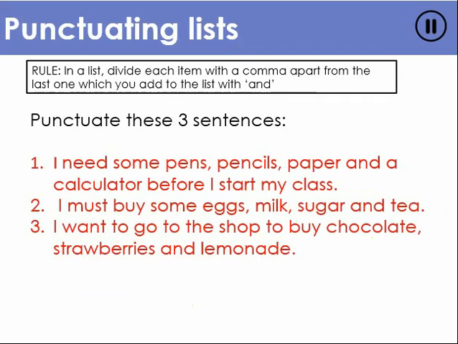I actually wrote these examples myself and realised I didn't test you that much really because I left the word and in. However, hopefully you've accurately punctuated your list. Pens, comma, pencils, comma, paper, eggs, comma, milk, comma, sugar and tea, chocolate, comma, strawberries and lemonade.